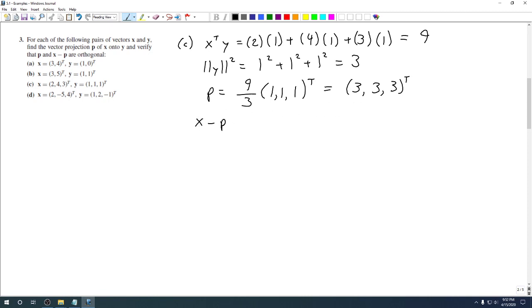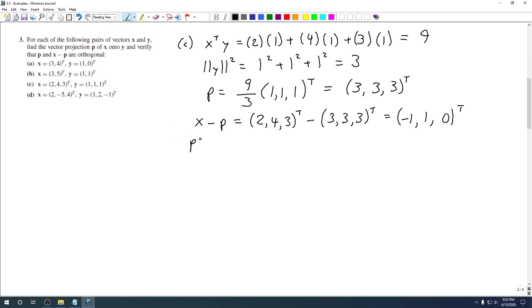Of course, now we need to look at x minus p. x in this case was what? It was 2, 4, 3. And we're subtracting 3, 3, 3. So 2 minus 3 gives us a negative 1. 4 minus 3 is 1. And then we get a 0.